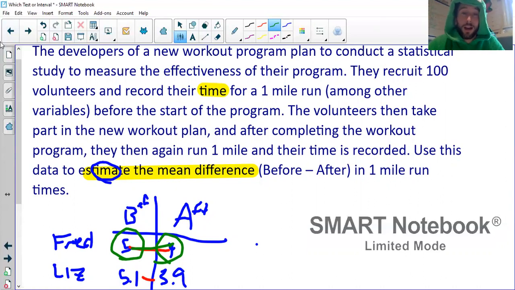So your job, hop on Google Classroom, get up in the forums there, and do your work. You're going to read each context and tell me what kind of test or interval to use.